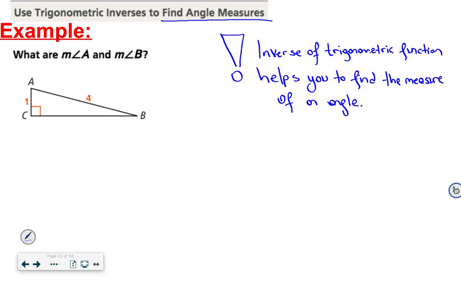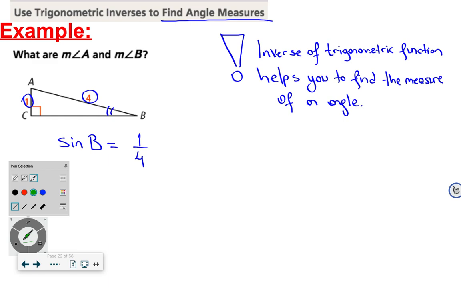Alright, look at this. What are the measure of angle A and measure of angle B? Let me try to find first the measure of angle B. Can you please tell me, by using angle B, which trigonometric function is going to help you to find the ratio of 1 and 4? Sine B is going to be equal to, because remember the sine function is opposite over hypotenuse, 1/4, right? But I am looking for the measure of angle B.